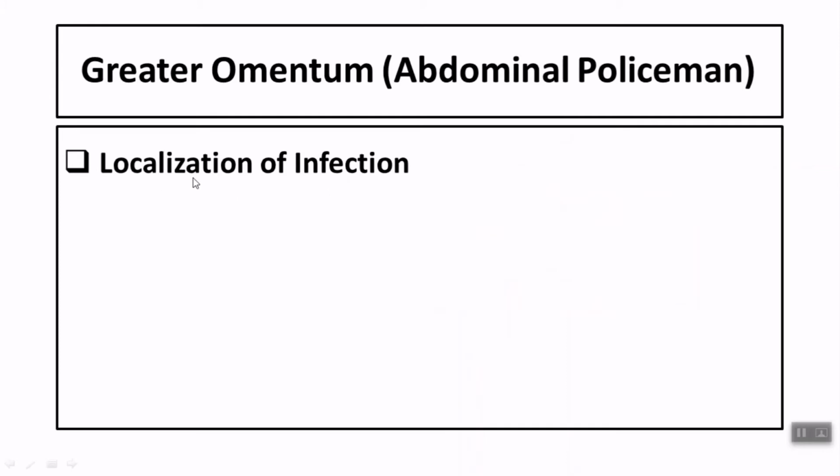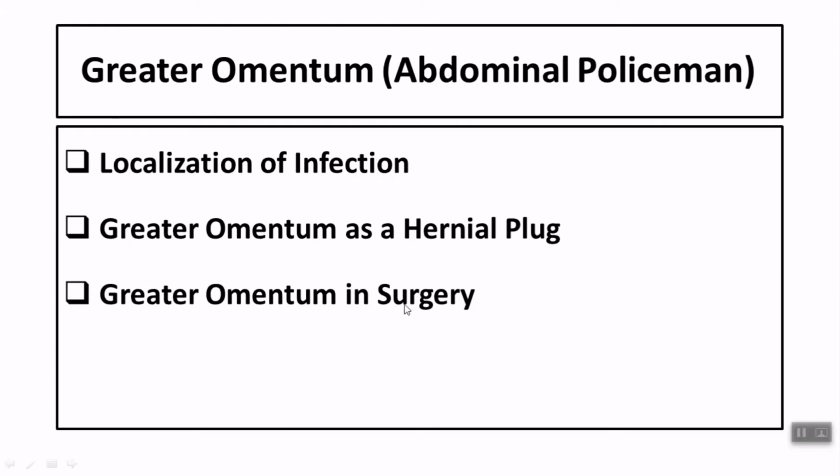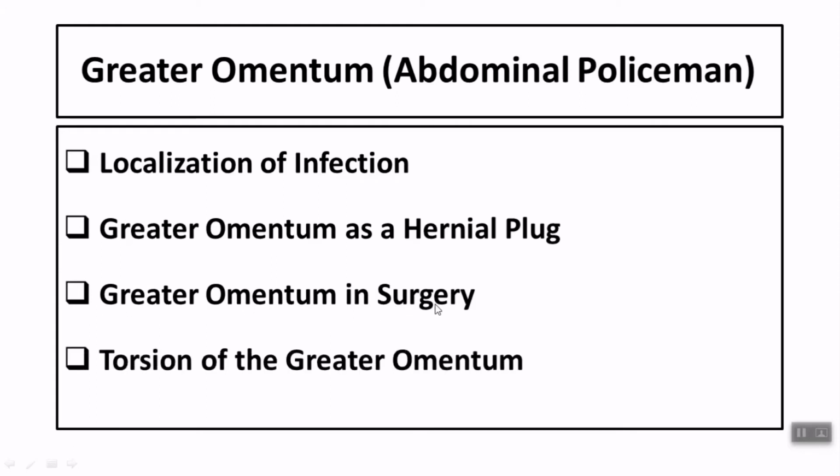So why do we call it the abdominal policeman? Because it has the ability to localize infection. It can act as a hernial plug, which can be used in surgery, and in addition to that, there is a problem of torsion of the greater omentum that causes a certain surgical case.